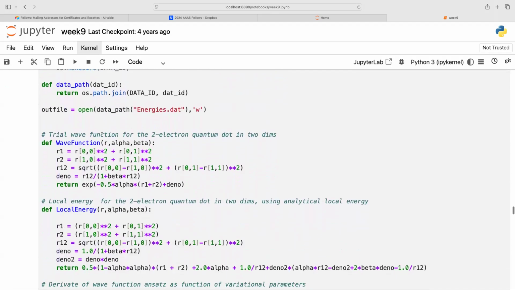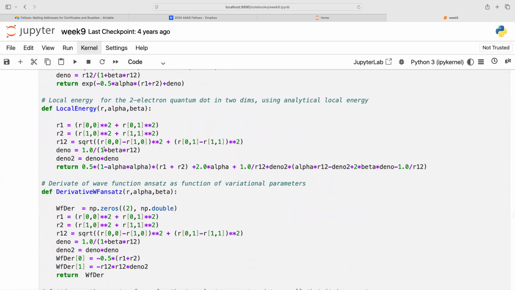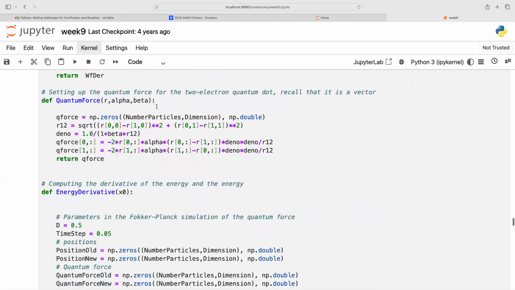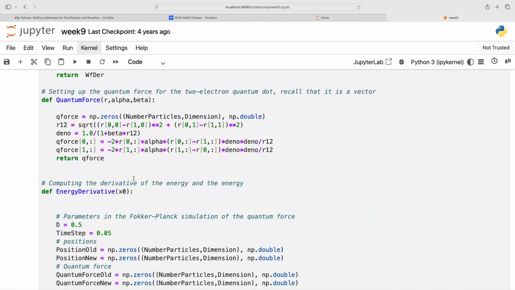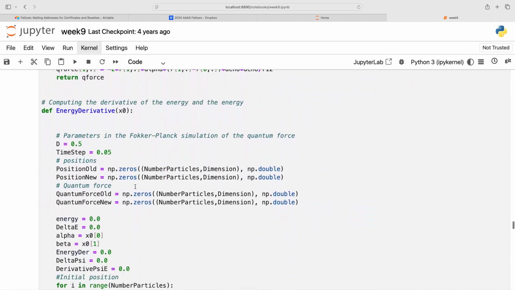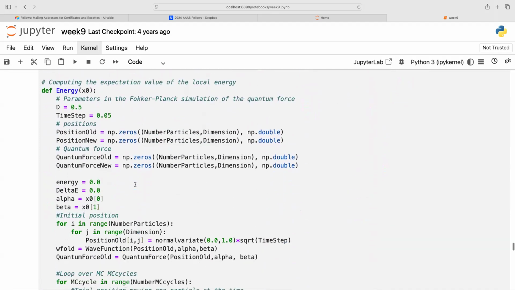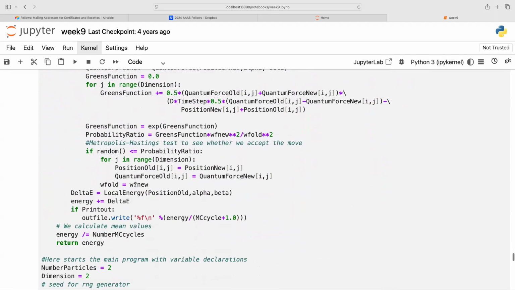And then there's a trial wave function, there's a local energy, which now contains also the derivative of the Jastrow factor. There is a derivative of the wave function with respect to the parameters alpha and beta, because this is a case where I have 2 parameters. I calculate the quantum force. I have the energy derivative, the expectation value of that, as we discussed previously. So I'm not going to repeat everything. There's a function which calculates the energy.